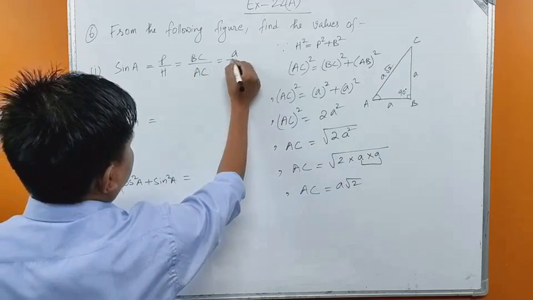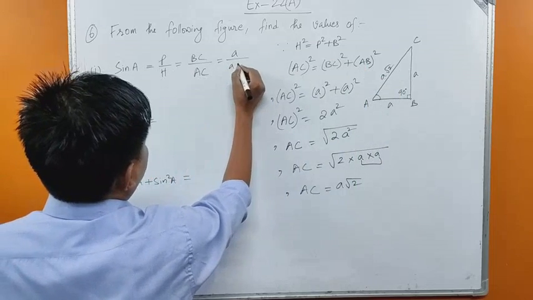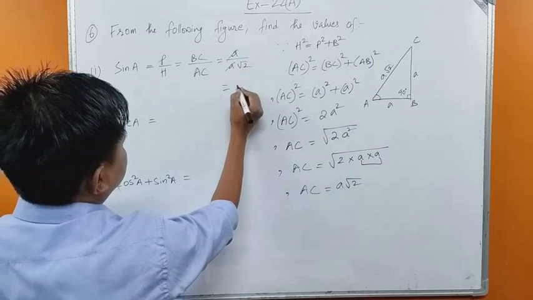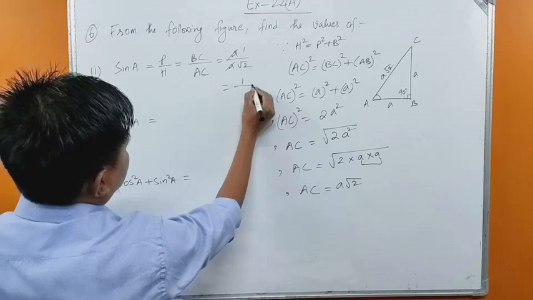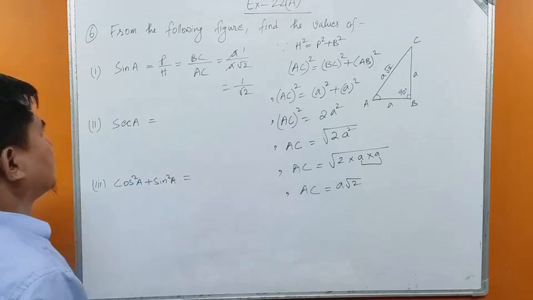So what is BC? BC is a, upon what is AC? AC is a root 2, isn't it? So a cancels out, this gives us 1 upon root 2. So the value of sin A is 1 upon root 2.